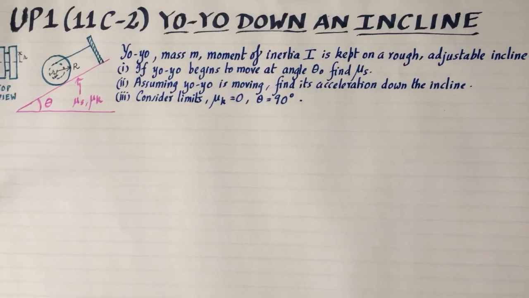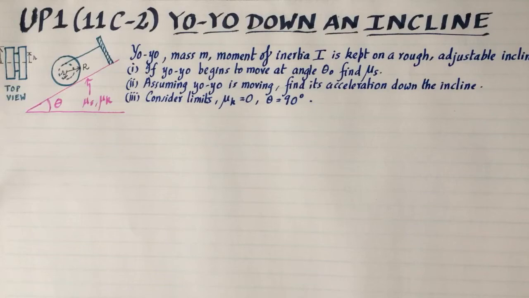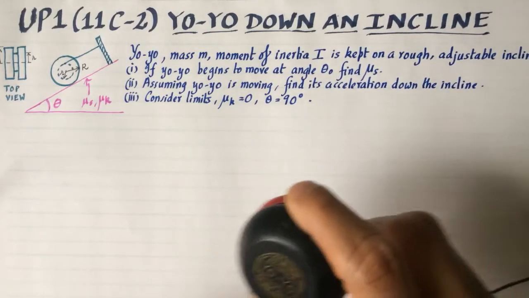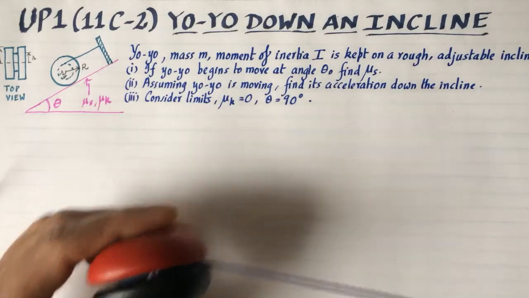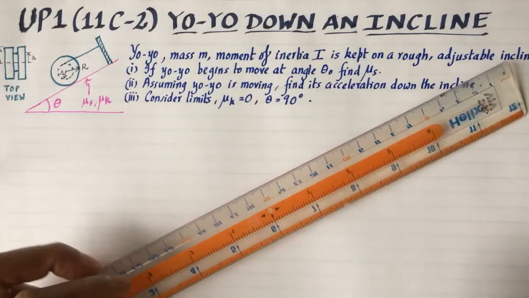Let's solve the following variation on the classic yo-yo. Now, if you have a yo-yo, normally you would send it down by holding the string and letting it go straight down. That's not what I'm doing here. I'm letting the yo-yo travel on a rough incline of angle theta.